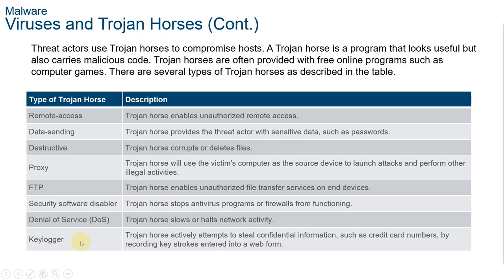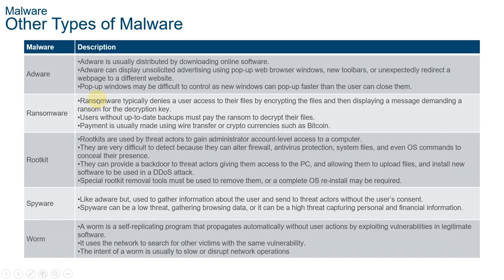Okay, so viruses and Trojan horses are not the only two types of malware that threat actors use. There are many other types of malware that have been designed for specific purposes. So other types of malware include adware, ransomware, rootkit, spyware, and worm.